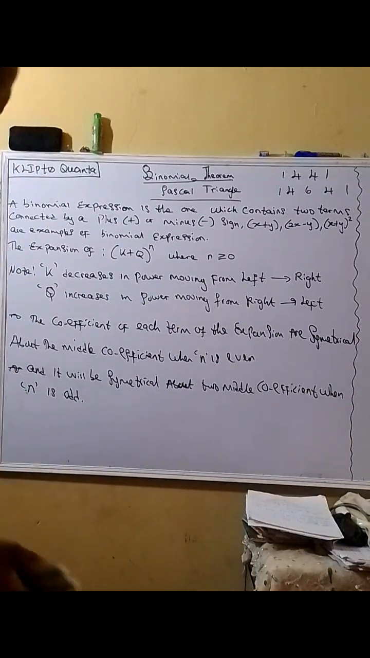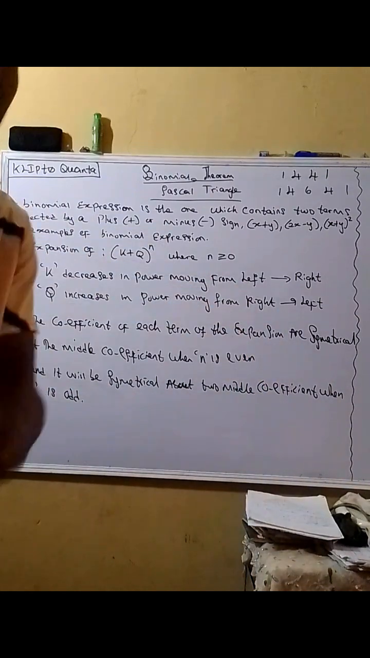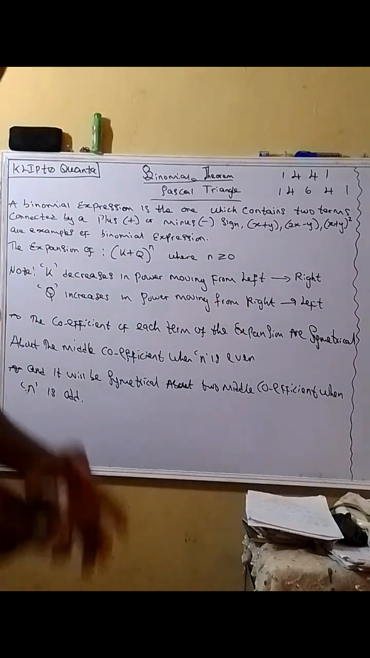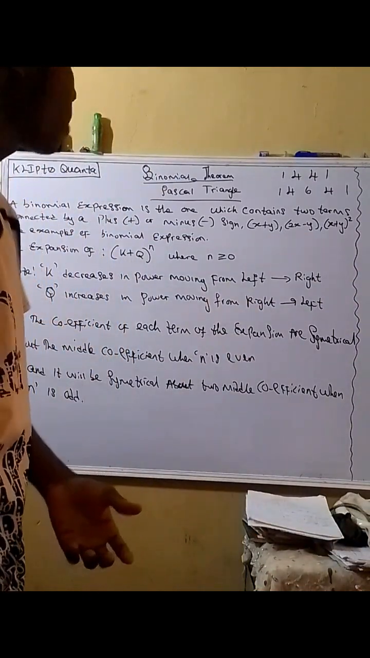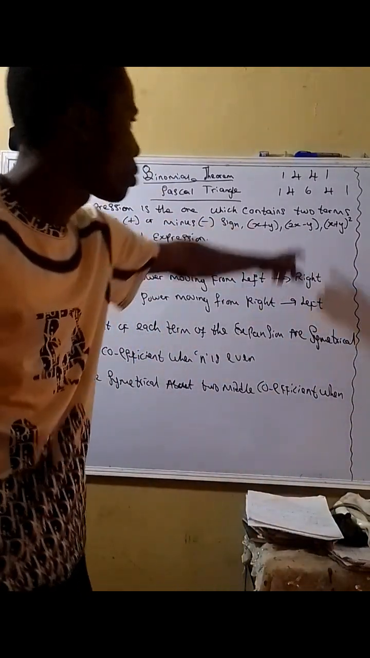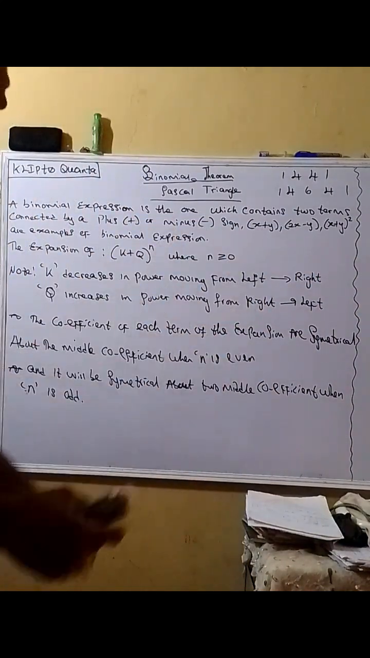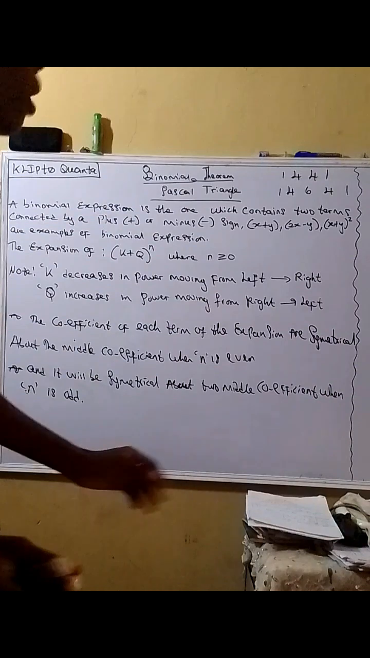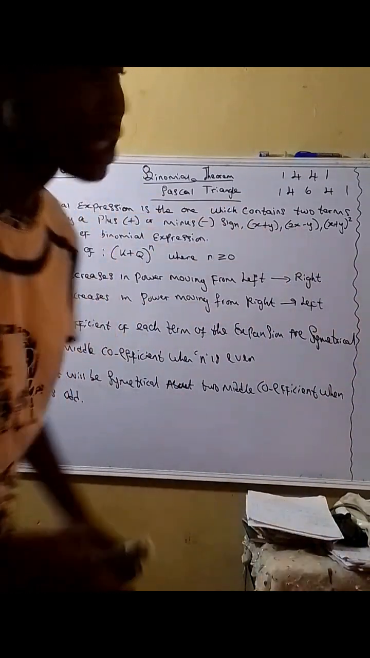Now, what do we call a binomial expression? A binomial expression is one that contains two terms. Irrespective of how the particular questions are given, they still contain two terms. Examples of those two terms are x plus y, 2x minus y. The terms are connected with either plus or minus. As you can see, these are examples of what we call a binomial expression.